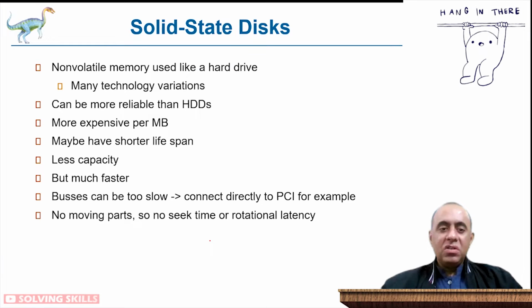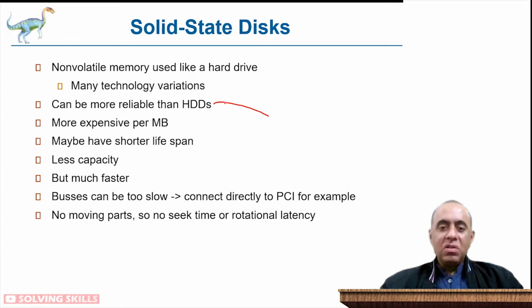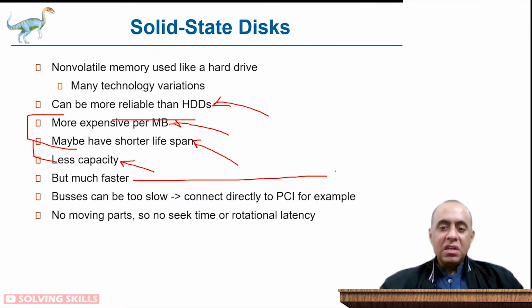Solid state disks, on the other hand, are more reliable than the hard disk drives, as we called the magnetic disk drives, and they are more expensive per megabyte. They have a shorter lifespan, but these two things are changing quite rapidly, and similarly they have less capacity. Again, this is also changing, but what is not changing is that they are much faster as compared to the hard disk drives.